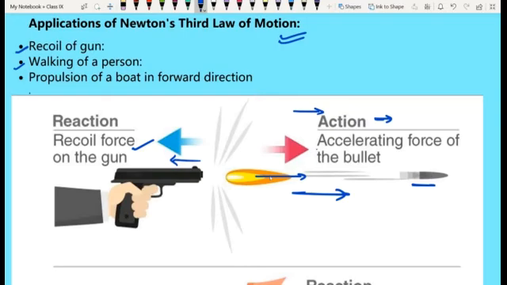But now you will think that the bullet moves a very long distance, but the gun does not. Actually, along with the gun, your hand is there, so it is also opposing it, and the total mass of the gun along with the person is very high as compared to the bullet. That's why the bullet moves for a very far distance.